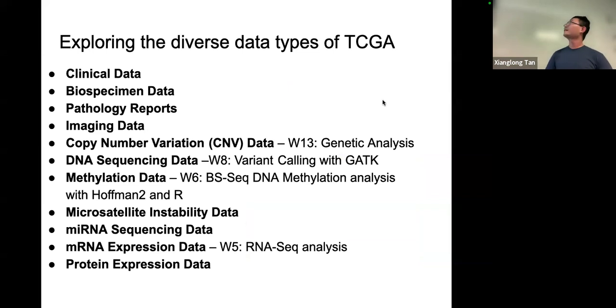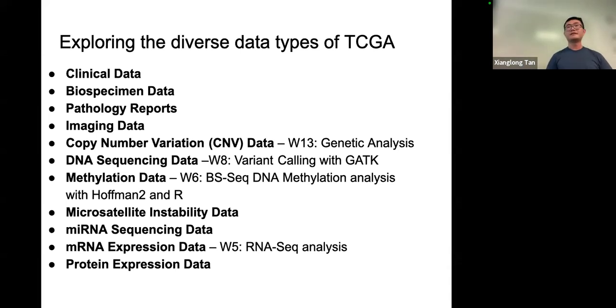Next, let's explore the diverse data types of the TCGA platform. They have the clinical data sets, which include demographic information such as gender, ethnicity, treatment information, et cetera. They have the biospecimen data, which includes how the samples were collected and processed. For some selected cases, they have pathology reports. And they have imaging data, radiologic imaging or the sample gallery, the sample pictures.